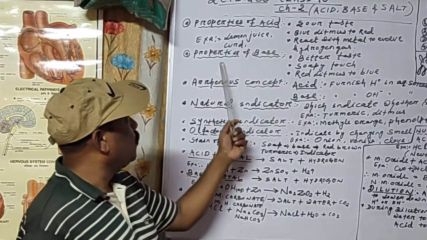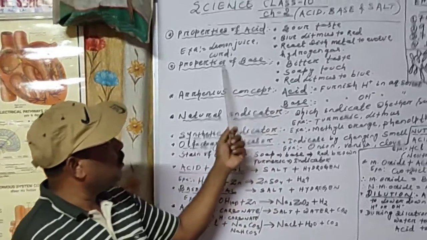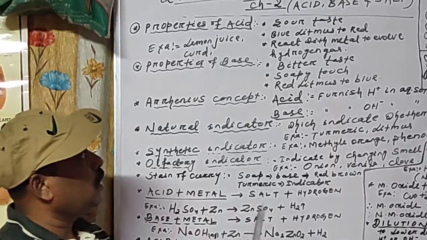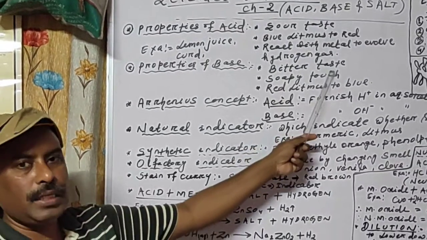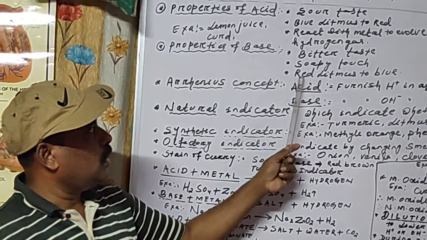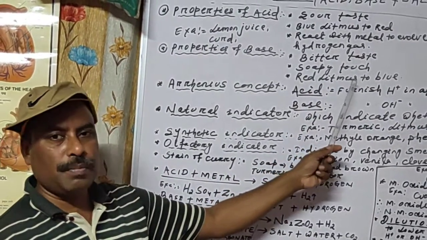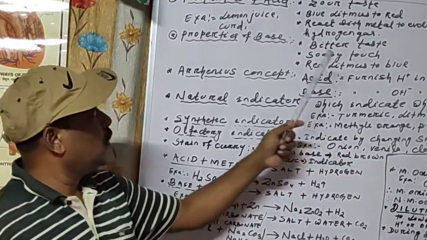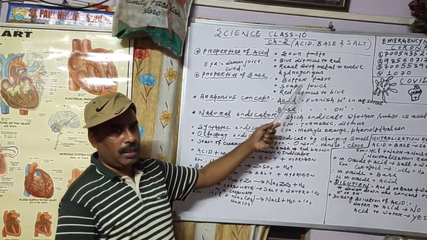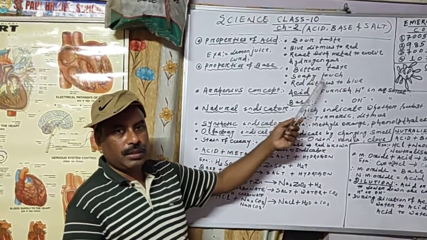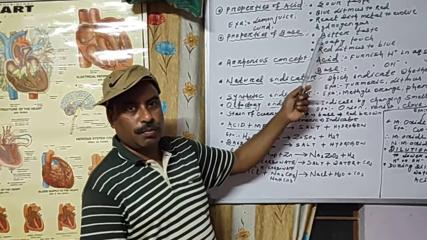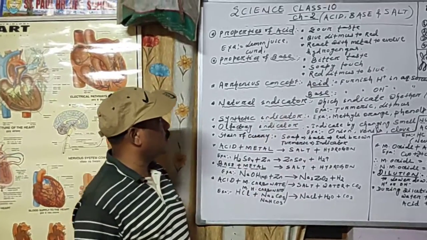Now let us come to properties of base. The bases are those substances which show this type of properties: they are bitter in taste, soapy to touch, and they change red litmus paper to blue. So these are known as base substances. Like, you can take karela, bitter taste, that is again taken as a base, and sodium hydroxide, that is also a base.